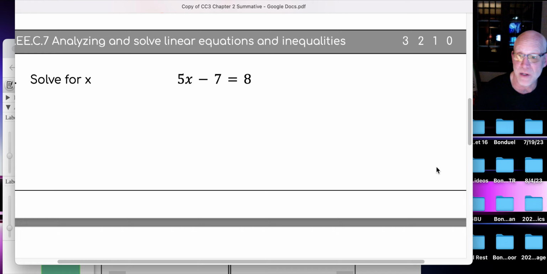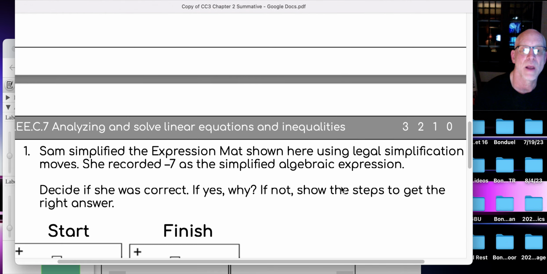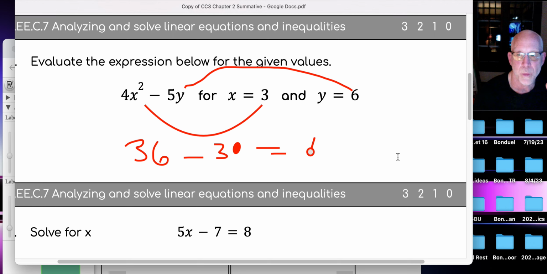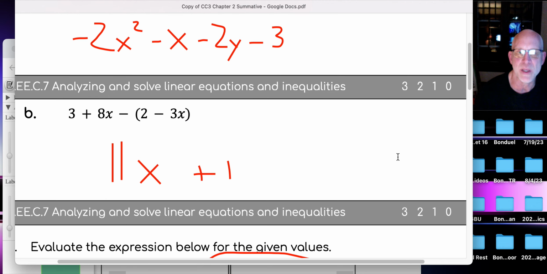All right, that's your formative. And we'll keep working until we get you ready for your summative on Wednesday or Thursday.